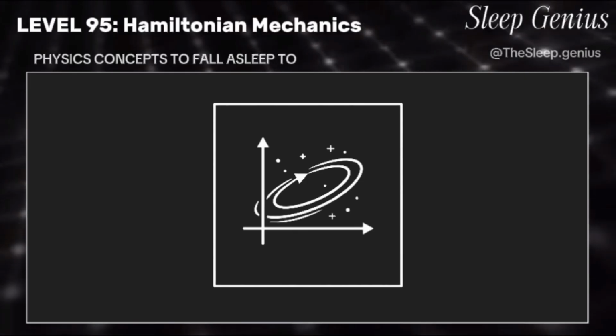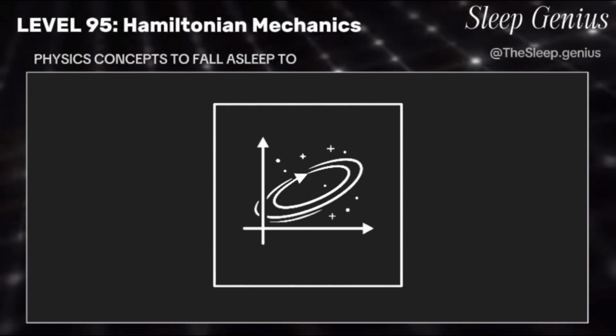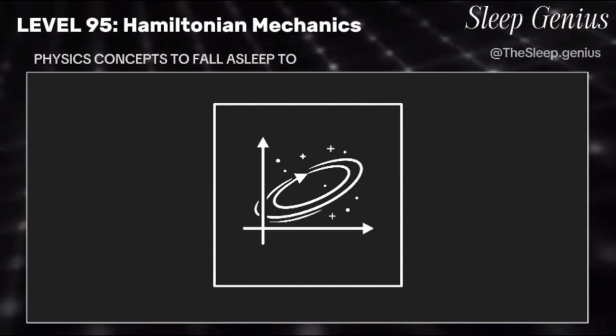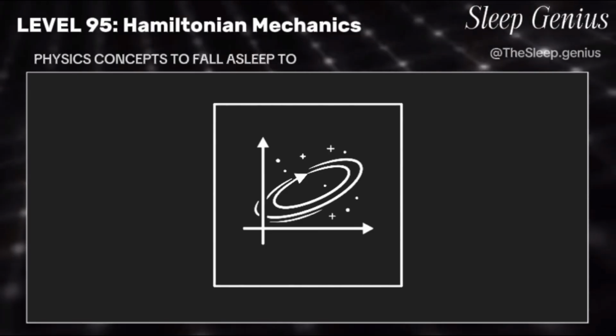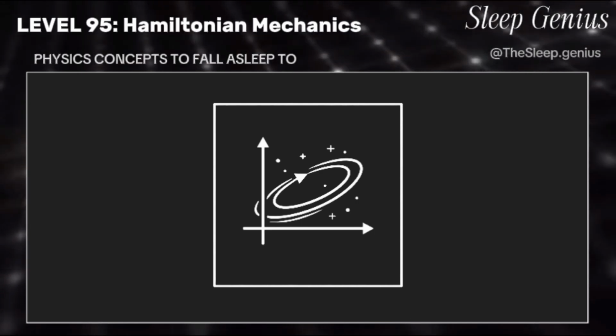Hamiltonian mechanics is a way to describe motion in physics using energy instead of force. It focuses on two main quantities, called position and momentum, which together define the state of a system. Unlike Newtonian mechanics, which emphasizes forces and accelerations, Hamiltonian mechanics studies how energy flows and changes over time in a system. It applies to particles, planets, and even complex systems like molecules.